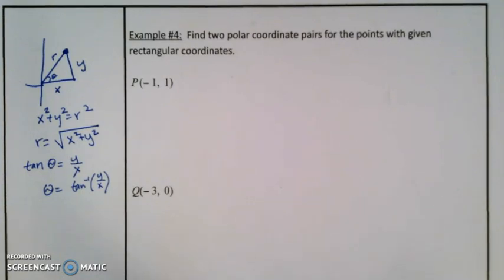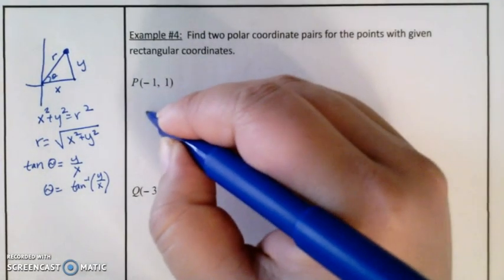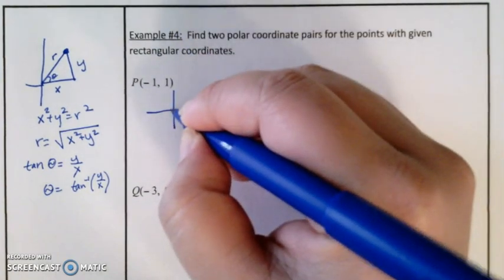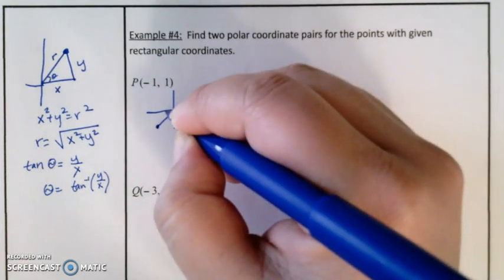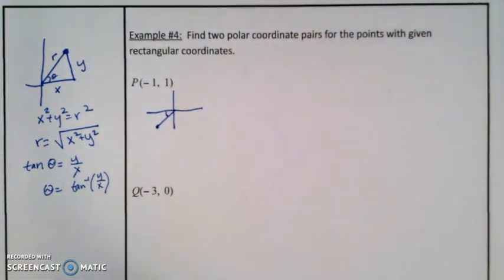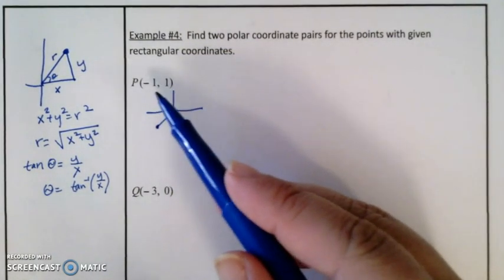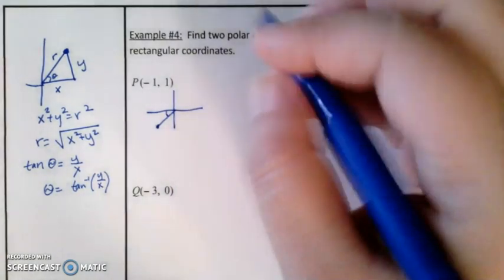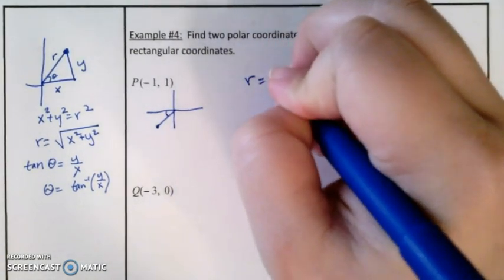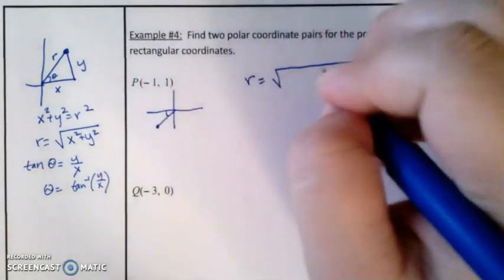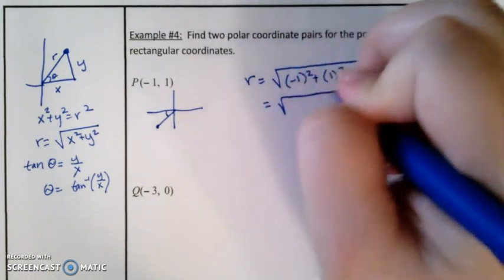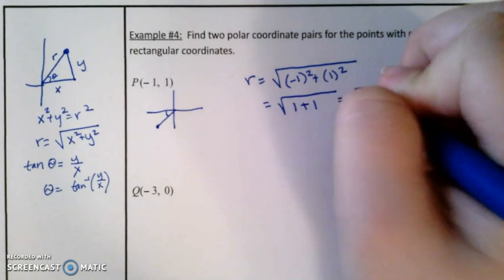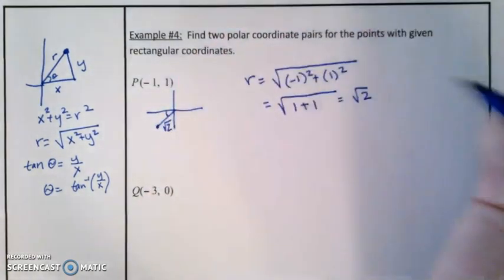So let's look at point P, negative 1 comma 1. I'm going to start by graphing this. Negative 1, 1 is here. Now already I can tell that this angle is going to be a multiple of pi over 4 because my coordinates are the same absolute value, right? So if I'm looking for r equals the square root of, using this equation, negative 1 squared plus 1 squared equals the square root of 1 plus 1, which is the square root of 2. So our radius is the square root of 2.